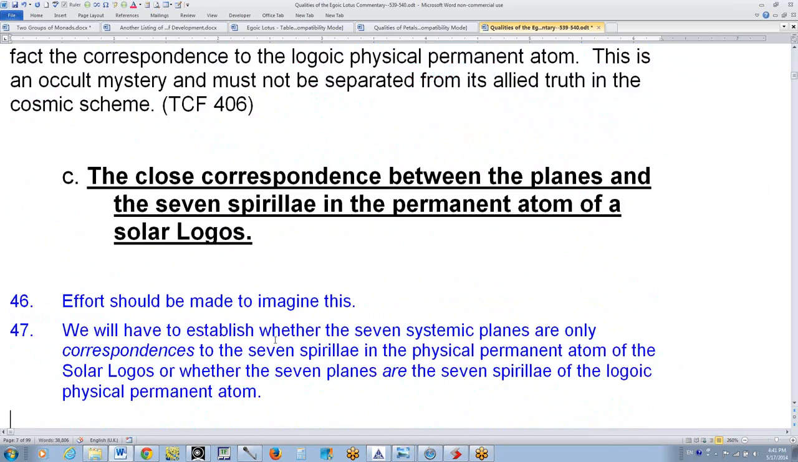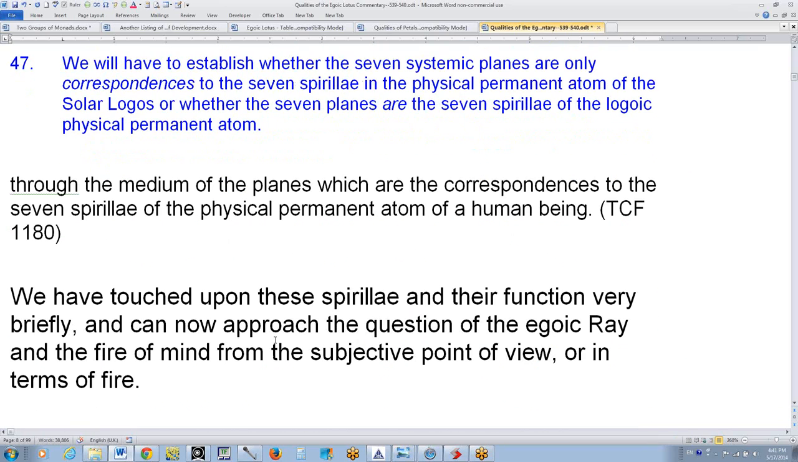Okay, so we have, through the medium of the planes, which are the correspondences to the seven spirillae of the physical permanent atom of a human being.